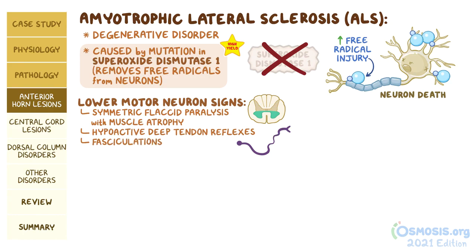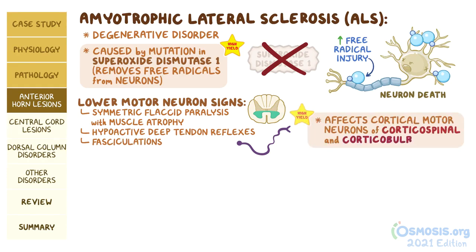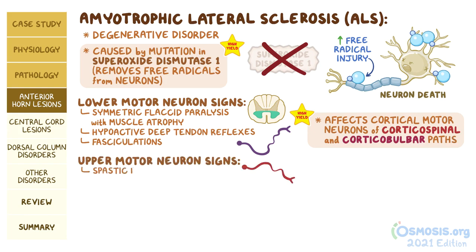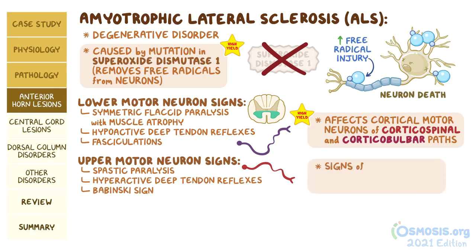Now, the unique thing about ALS is that it also affects the cortical motor neurons of the corticospinal and corticobulbar pathways, causing upper motor neuron problems like spastic paralysis with hyperactive deep tendon reflexes and a Babinski sign. So, if a test question combines signs of a lower and upper motor neuron lesion, the answer is probably ALS.